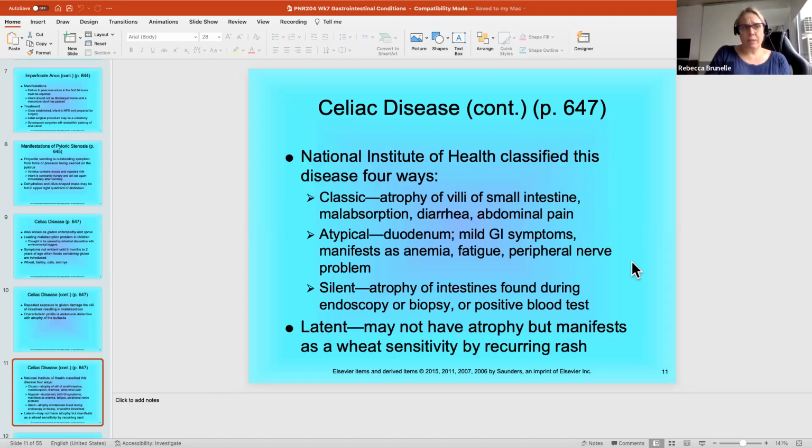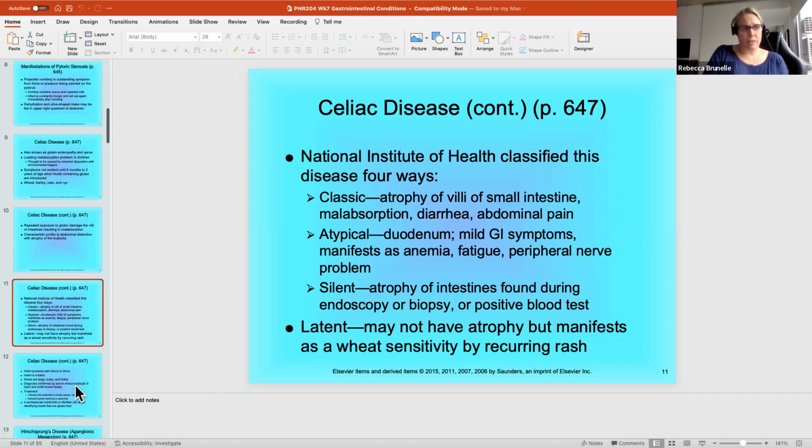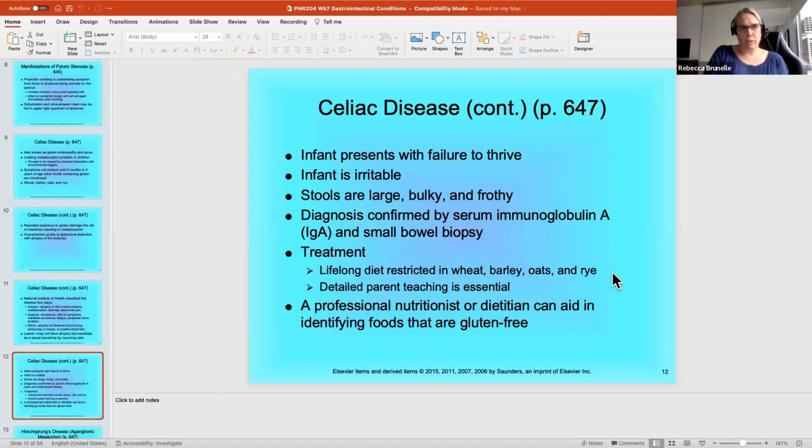There's a couple different ways that it can present. The main thing you really need to know is that it is something you're generally born with, but sometimes it's not diagnosed right away. The definitive diagnosis is going to be a biopsy of the small intestine, looking at the fibers of the small intestine, small bowel. And the treatment is just going to be a lifelong restricted diet.